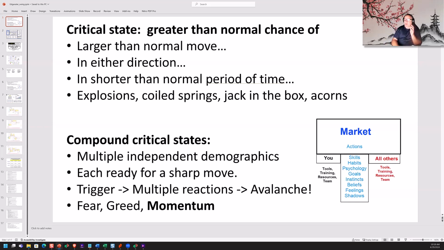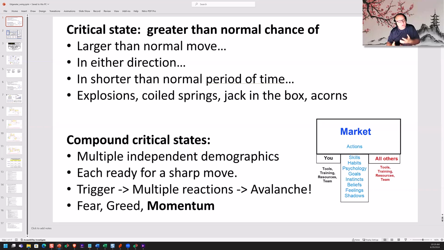So if we look at this in a large sense, if the marketplace is where all the actions of you and all the other traders are happening, we all have a certain amount of tools, training, resources in the team, maybe to help us. And we're all operating from a baseline of our own skills, habits, psychology, all the way down into our beliefs and feelings, and even the shadows that are hiding from our conscious perception, but which are influencing our behavior. So we've got this swirling mass of psychology that's always acting upon our rational mind.